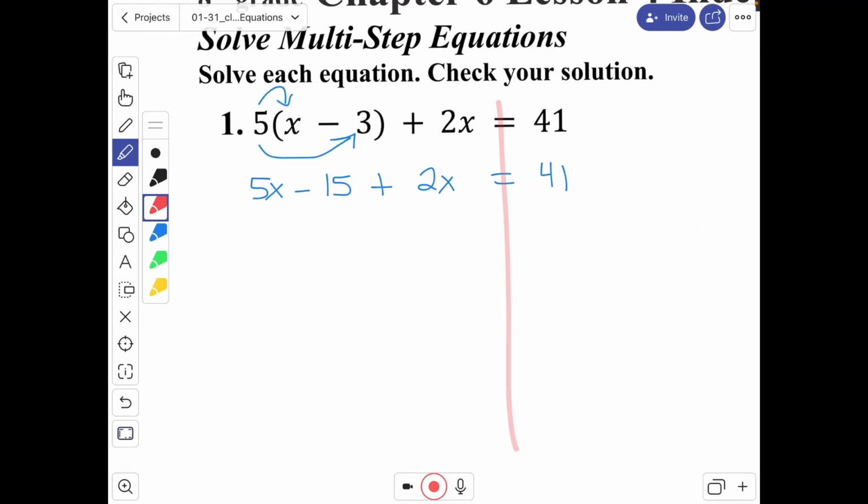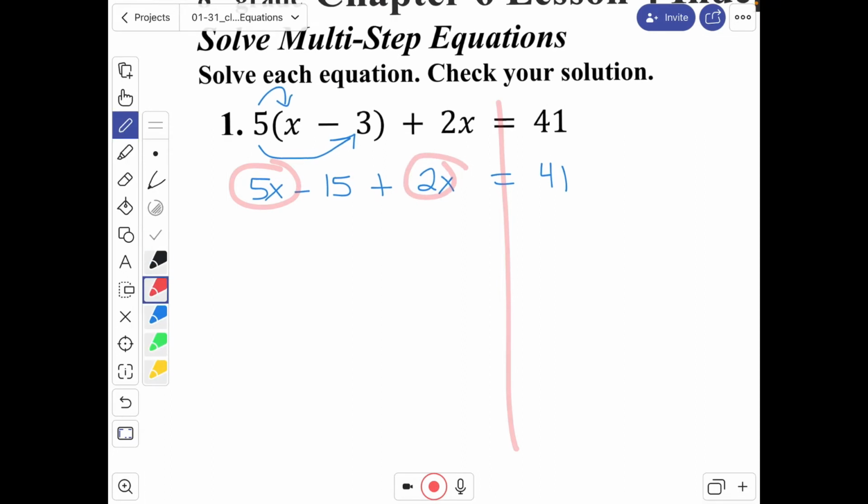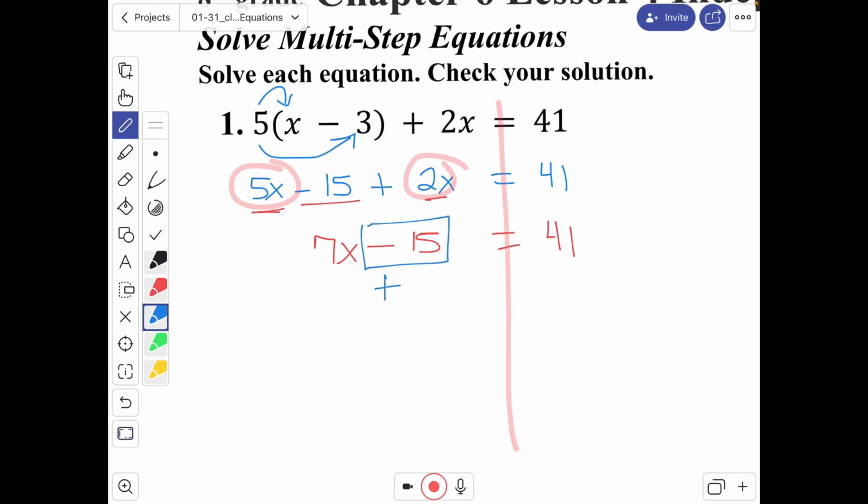And we don't have a variable on both sides this time. The variables are on the same side. So we just need to put those together. If I had 5x's plus 2x's, that would make 7x's. And then minus 15 equals 41. So we combined the terms. We combined where the x's were. Then we want to solve the equation. First, we undo addition or subtraction. So we have a -15. The opposite would be positive 15.